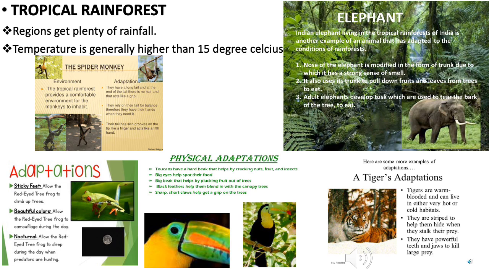Because of continuous warmth and rain, this region supports a wide variety of plants and animals. Since the number of animals is very large, there is intense competition for food and shelter. The first animal which we will discuss is the red-eyed frog. It develops sticky pads on its feet which help it to climb the trees on which it lives.